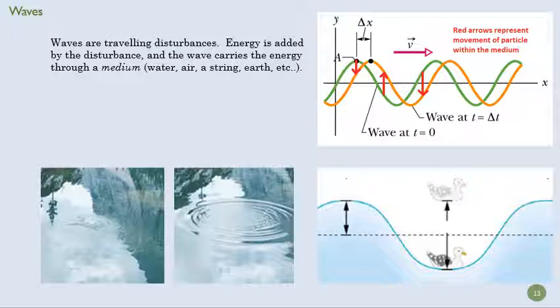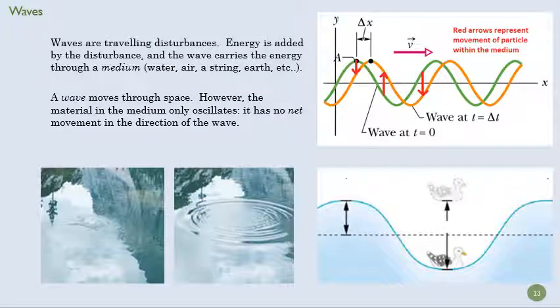Waves are what are called traveling disturbances. So you add an energy at a disturbance. So you throw the rock in the pond, right? And then a wave carries that energy through a medium. So in this case, that would be the water, right? And you can see the waves spreading out like that.